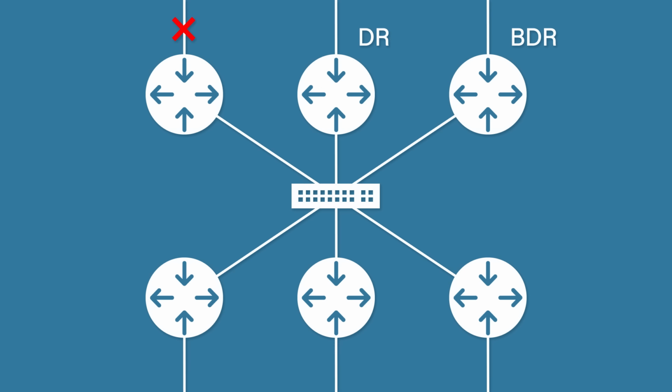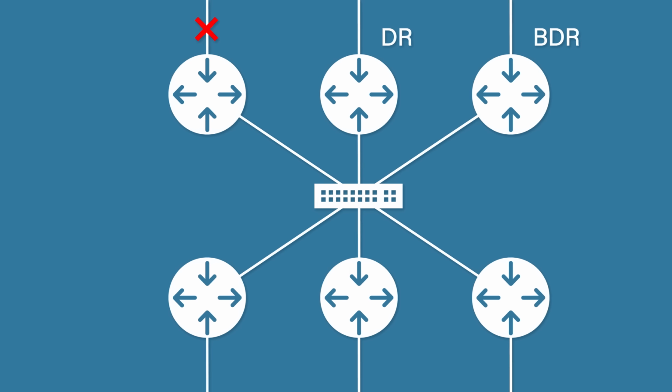So let's look at what happens now. The link goes down, the router floods the updates, and the other routers ignore it. Then the DR refloods the update, and now the other routers pay attention. Look at that. Much better. Okay, so back to our diagram.